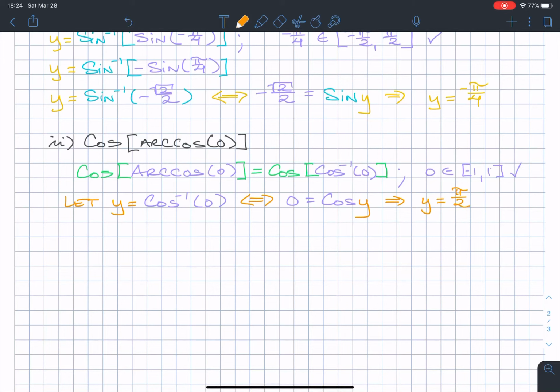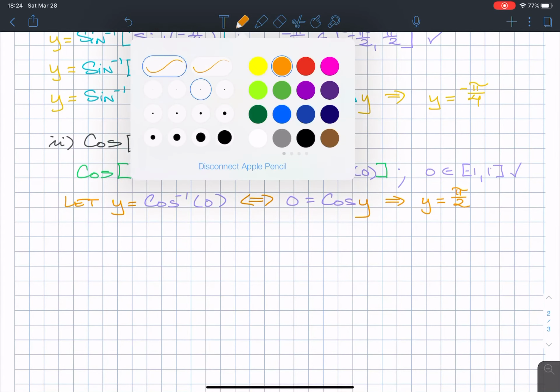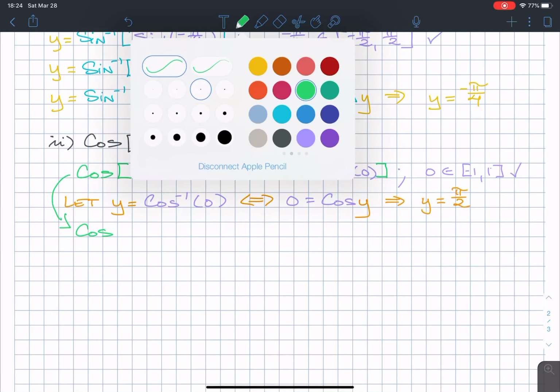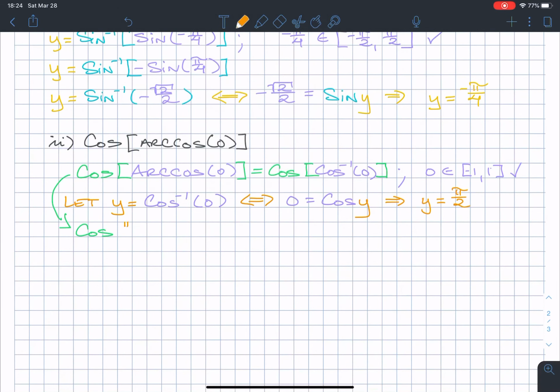But I said I'd get 0. Well, because I have only done the inside. So rewriting, this becomes cosine of, well, what did I get for arc cosine of 0? I got pi over 2, right? So I can rewrite this as pi over 2 because all of this is equivalent to y. So cosine of pi over 2 is indeed 0. So I did go full circle, check mark. Okay, let's do another one.